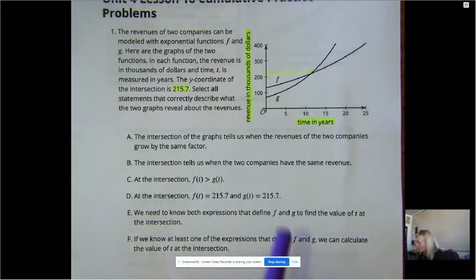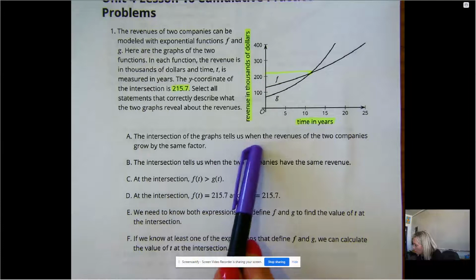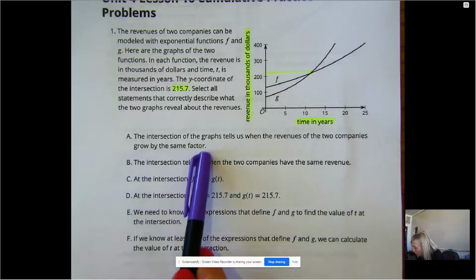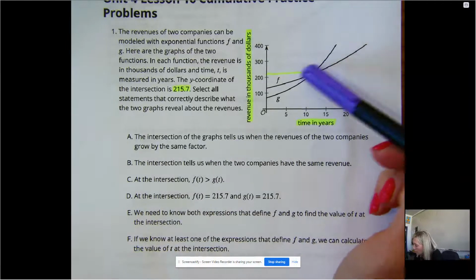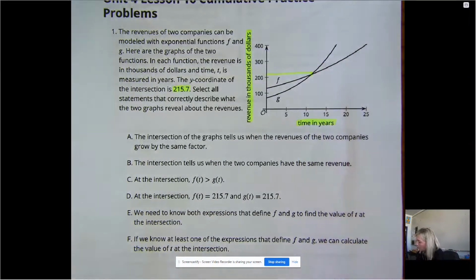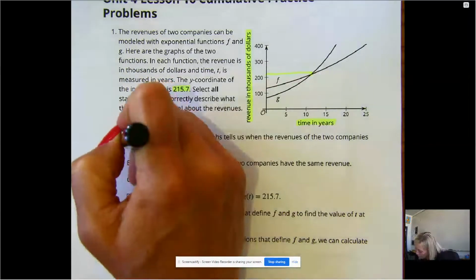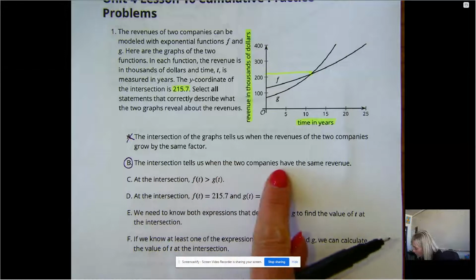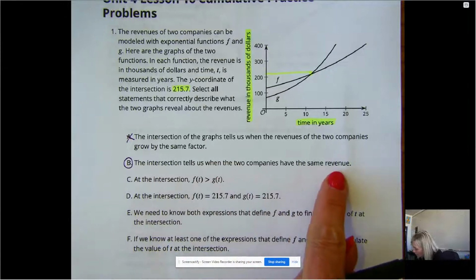So first, the intersection of the graphs tells us when the revenues of the two companies grow by the same factor. No, it tells us when they have the same amount of revenue. So I would not select A, but I would select B. The intersection tells us when the two companies have the same revenue.